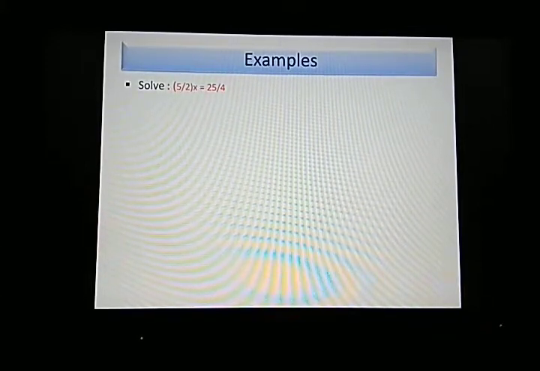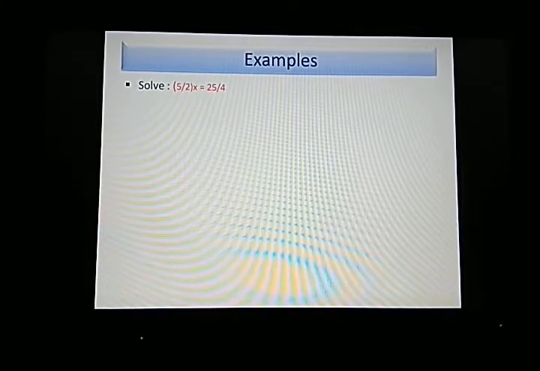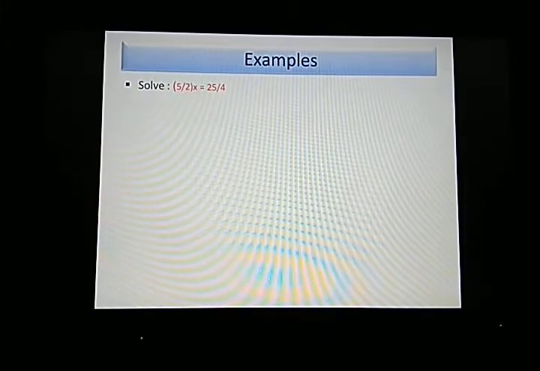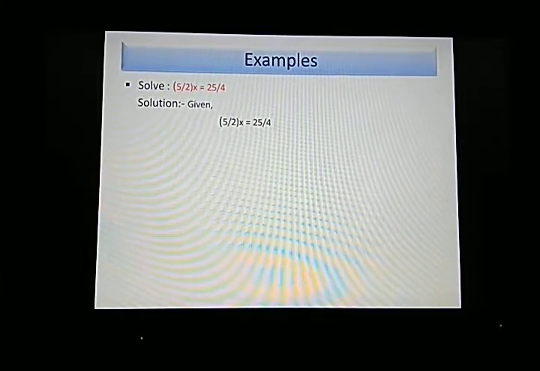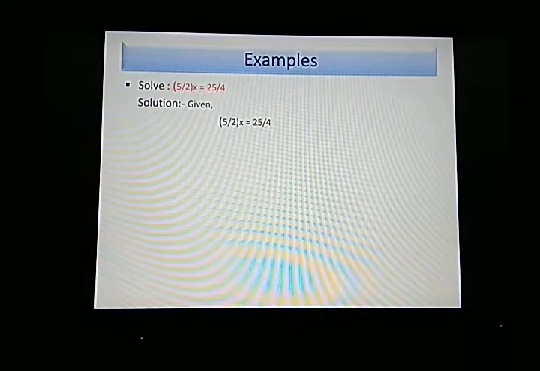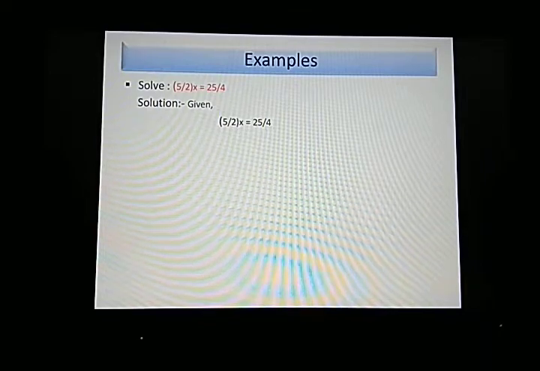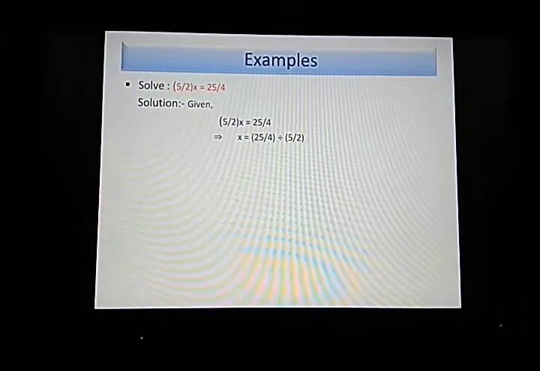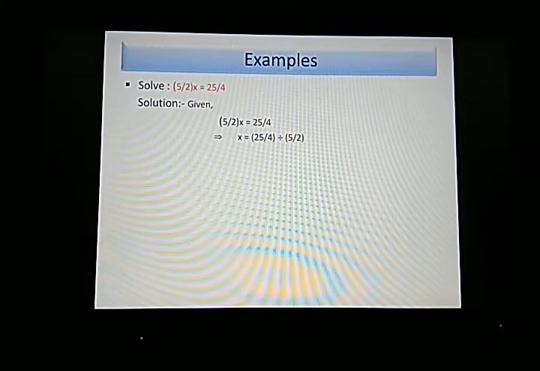The next one is 5 by 2 into x is equal to 25 by 4. Now here both the terms are fractions. So what will happen if we transpose? So let us see. So we are given 5 by 2 x is equal to 25 by 4. So what will you transpose here? Yes, we will transpose 5 by 2 to the right hand side. Now if you transpose 5 by 2 to the right hand side, since on the left hand side it was multiplied with x, if you transpose it to the right hand side, it will be division. It will be divided. Clear?